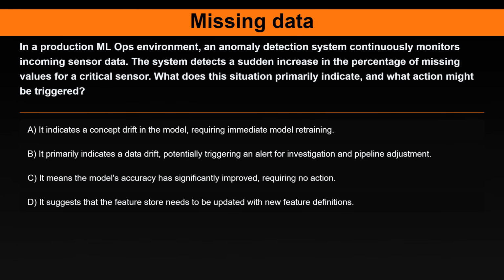Question 12. In a production MLOps environment, an anomaly detection system continuously monitors incoming sensor data. The system detects a sudden increase in the percentage of missing values for a critical sensor. What does this situation primarily indicate, and what action might be triggered? Option A, it indicates a concept drift in the model, requiring immediate model retraining. Option B, it primarily indicates a data drift, potentially triggering an alert for investigation and pipeline adjustment. Option C, it means the model's accuracy has significantly improved, requiring no action. Option D, it suggests that the feature store needs to be updated with new feature definitions.